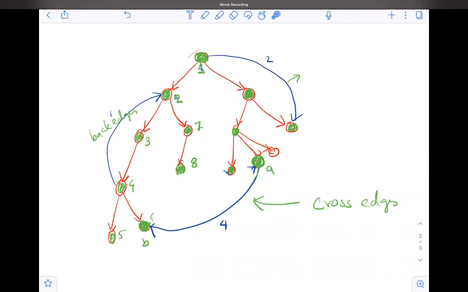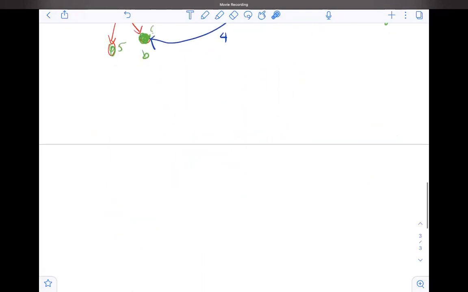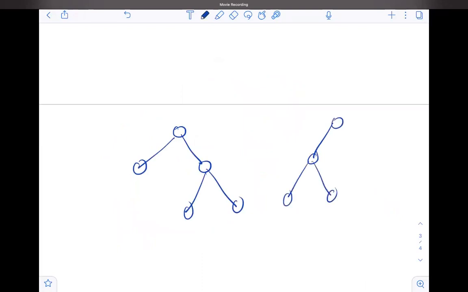Got it. So in a tree, you can look at it in various ways. This is what is called an ordered tree, actually. Maybe I'm going off the topic a bit here, but this tree is different from this.